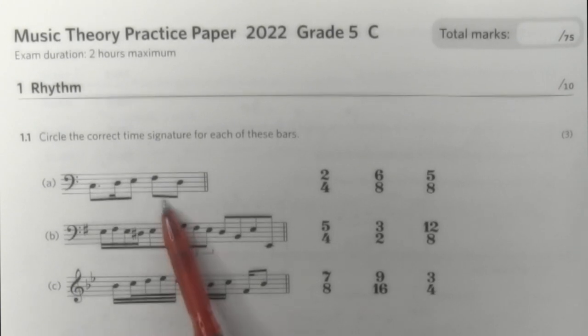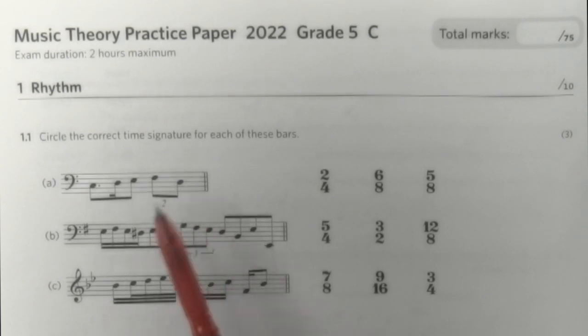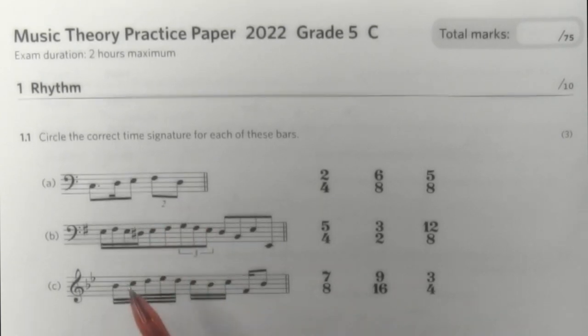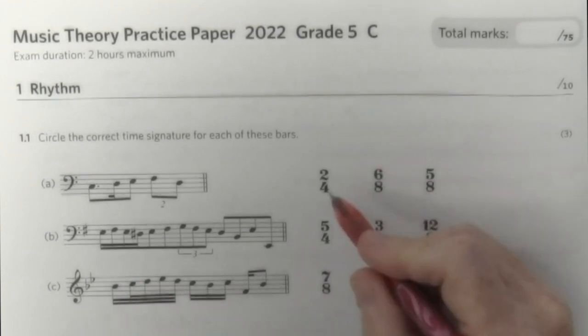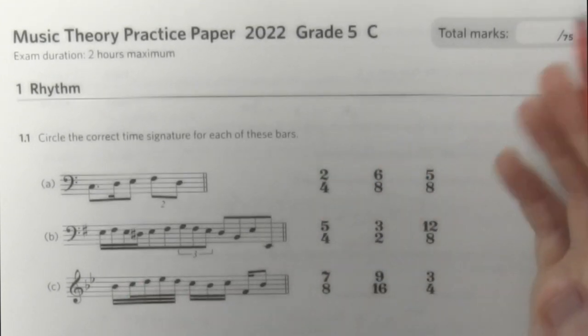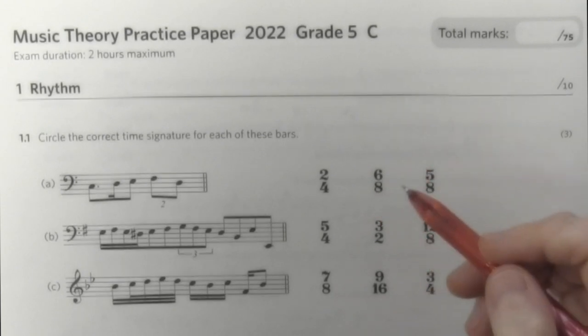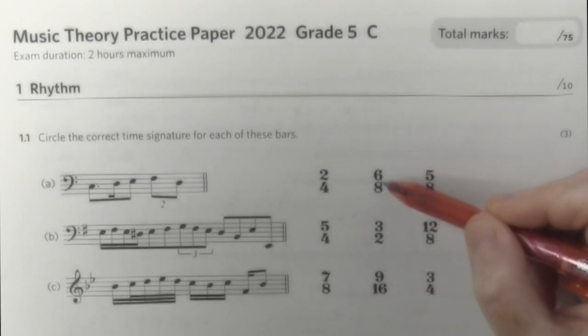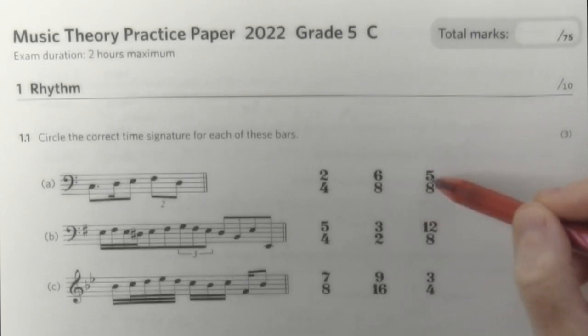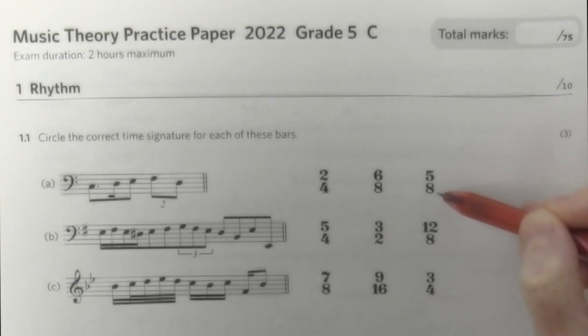First of all, let's look at this symbol here. This is a duplet symbol, and it means that we have 3 spaces in which we need to fit 2 notes. Therefore, we're talking about a compound time. We can exclude 2/4 because this is simple time. Now we have 2 options. We either have 3 and 3 quavers, or 2 plus 3 or 3 plus 2 quavers.